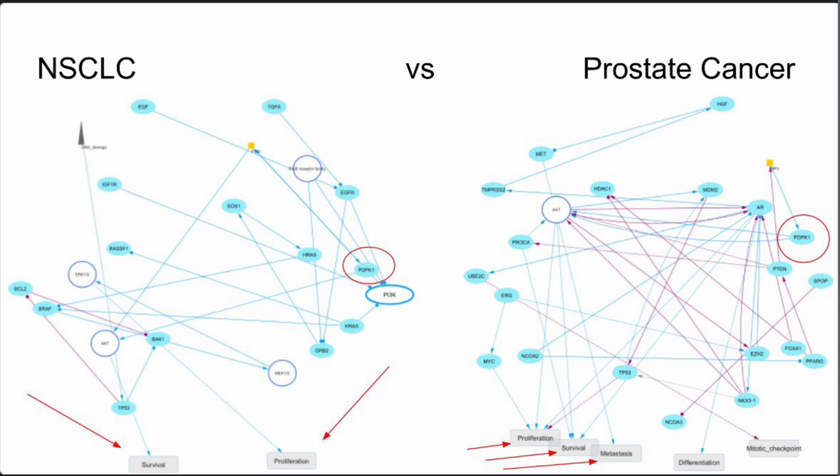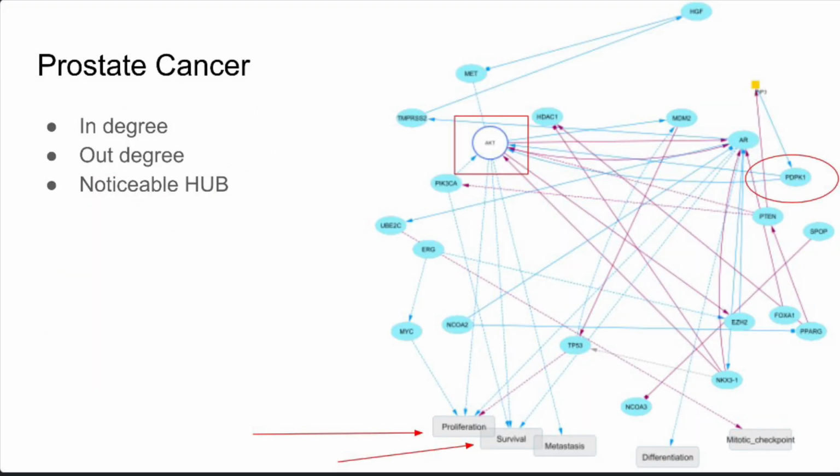It's also important to look at how AKT interacts with survival, proliferation, and metastasis nodes in the prostate cancer, while in the lung cancer, there's no metastasis node, and the pathway to proliferation is much longer. So, to understand the networks in greater detail, I looked at several statistical properties, such as the degree.